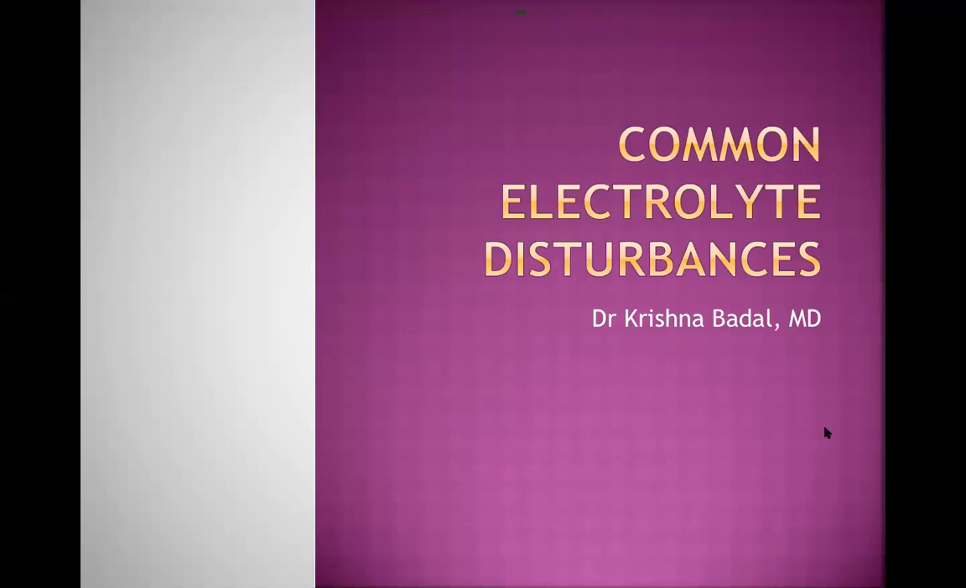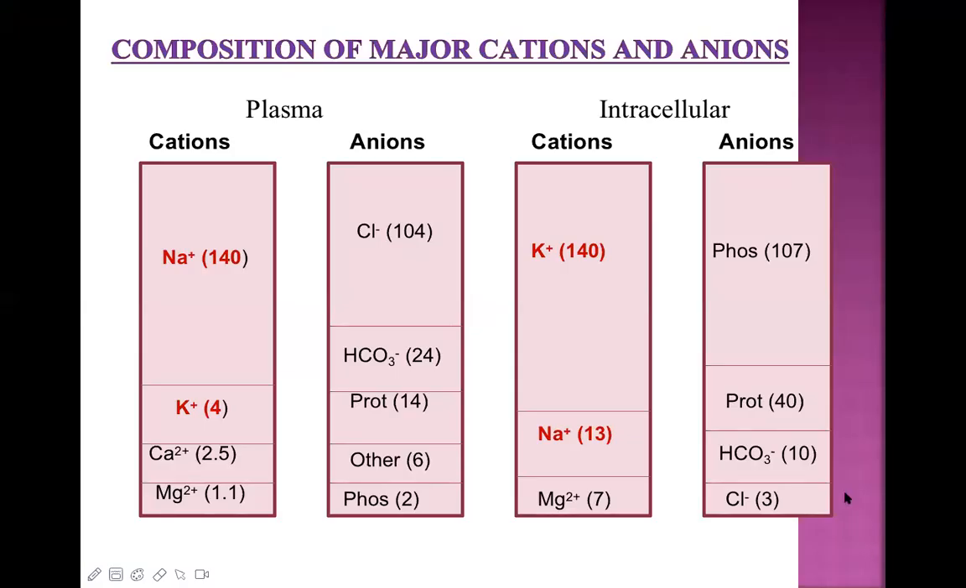Which is common electrolyte disturbances or common electrolyte imbalance in the children. Now let's talk about some basic things first before we move on to the abnormality. What is the composition of major cation and anion in the plasma and in the intracellular compartment? Now just pay attention on your screen.